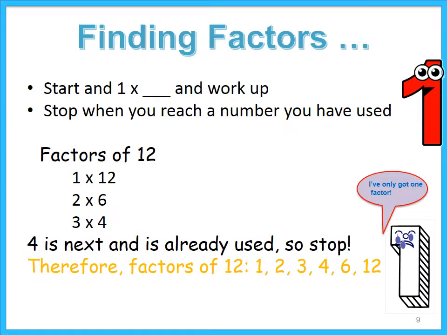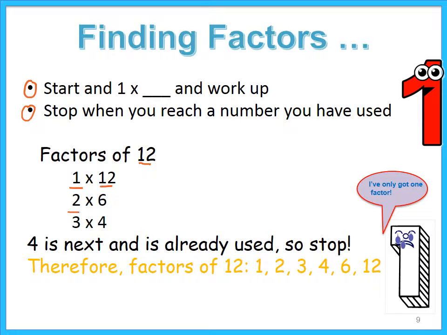Okay, so when you're asked to find factors, you start at 1 times numbers and work up, and you stop when you've reached a number that you've already used. So what do I mean by that? So the factors of 12, you start at number 1. 1 times itself is always going to work, 1 times 12.